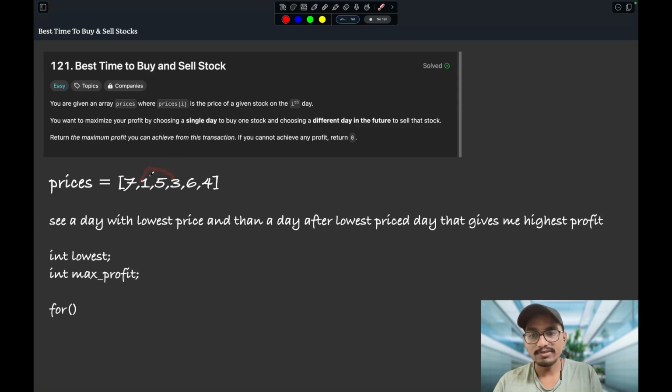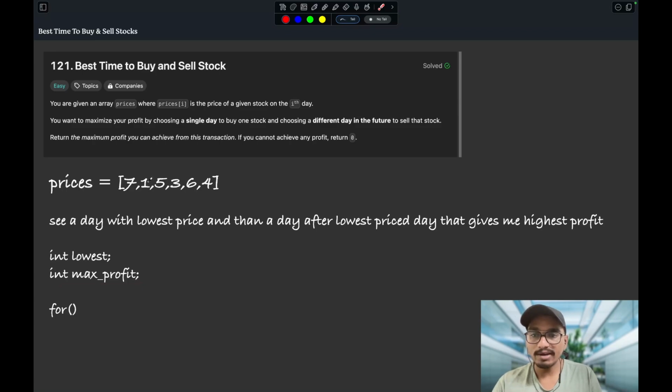With 3, my lowest is still 1, so I am not changing my lowest. 3 is not lower than 1. 3 minus 1 is 2, but my max profit is 4, so I won't sell here; this is the better option. Then I move to the next one, 6. Here 6 is greater, so 6 minus 1 is 5, and 5 is greater than 4. Then I would update my max profit to 5.